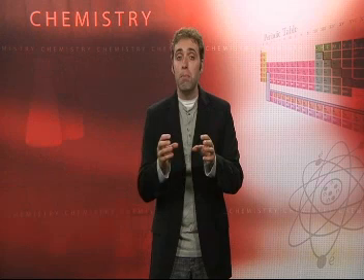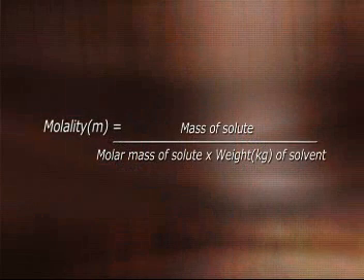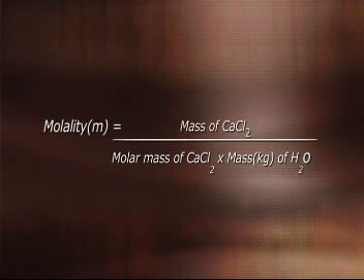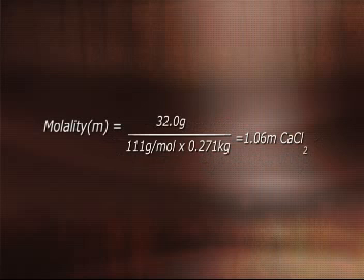In order to determine the molality of the solution, what do we need to do? We can use the second equation we looked at earlier. Molality is equal to the mass of solute divided by the molar mass of the solute times the weight of the solvent in kilograms. Thus, molality equals the mass of calcium chloride divided by the molar mass of calcium chloride multiplied by the mass of water in kilograms. 32.0 divided by 111 grams per mole multiplied by 0.271 gives us the answer 1.06 molal.